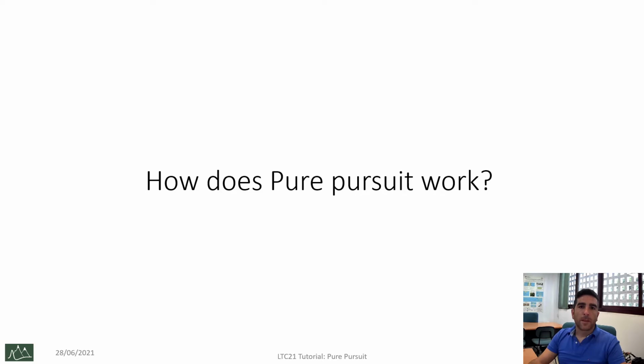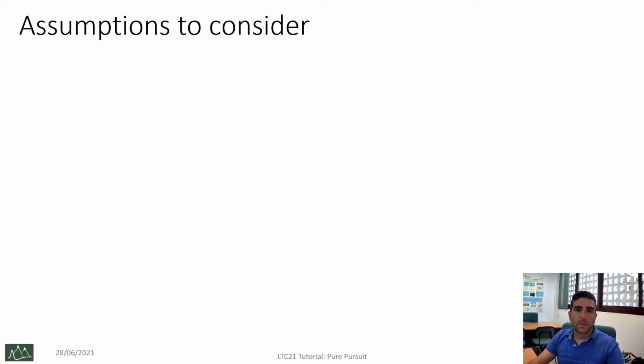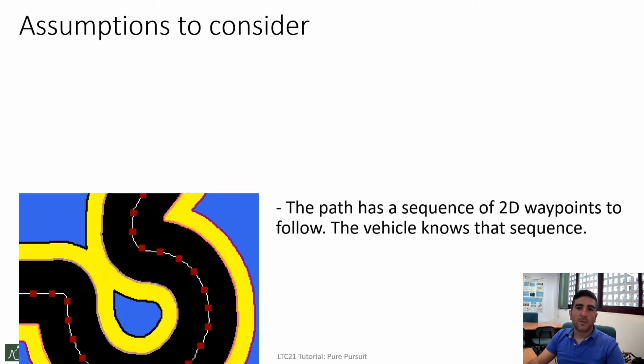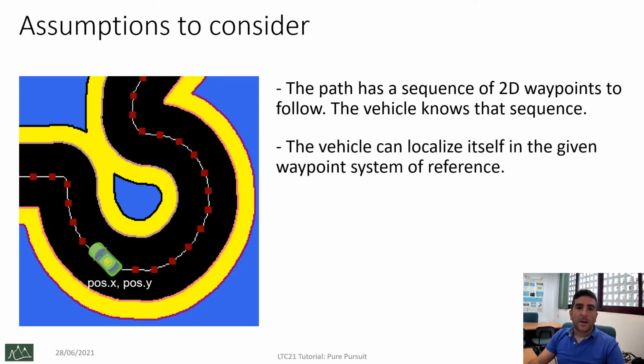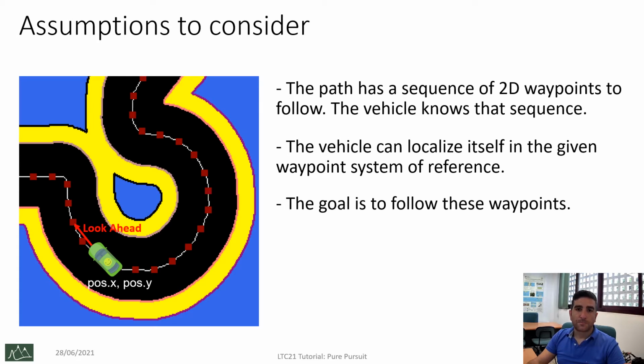Okay, but how does it work? Let's start by mentioning the assumptions to consider. The path is a sequence of 2D waypoints that the car must follow, so the vehicle knows that sequence of waypoints. The car can localize itself in the waypoint system of reference. And finally, the main goal is to follow these waypoints in the look-ahead direction.